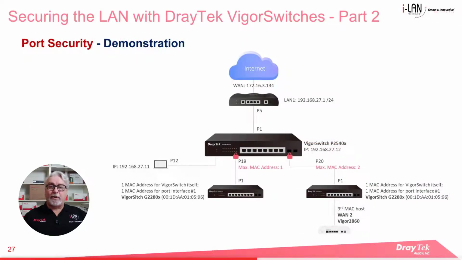Let's now check out a demonstration of port security. On port 19 of the VIGA switch we will allow a maximum of 1 MAC address, and on port 20 we will allow a maximum of 2 MAC addresses. So on port 19, if someone connects an access point or a switch, it will prevent additional devices from accessing the network. Port 20 will allow one other device to be connected to the attached switch. We'll need to count all the MAC addresses connected to port 20, so we need to count the MAC addresses of the attached switch as well as any other devices connected to this switch.